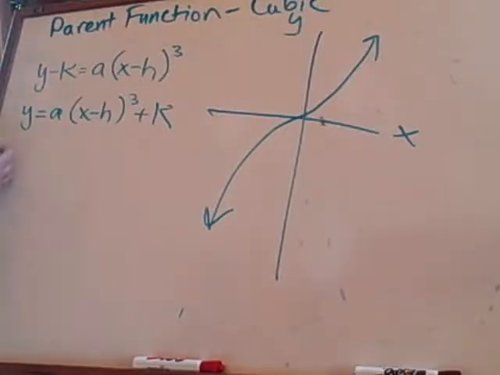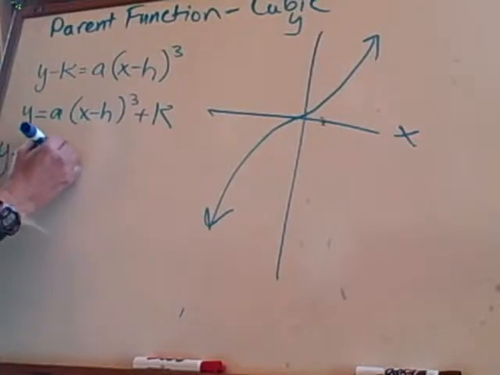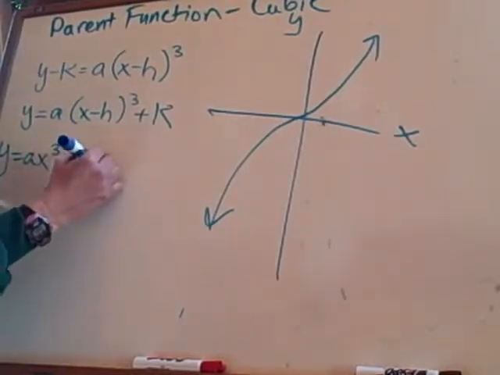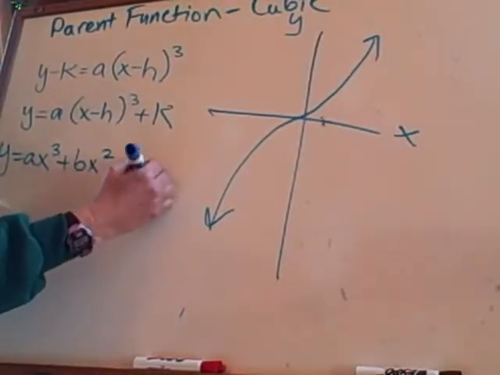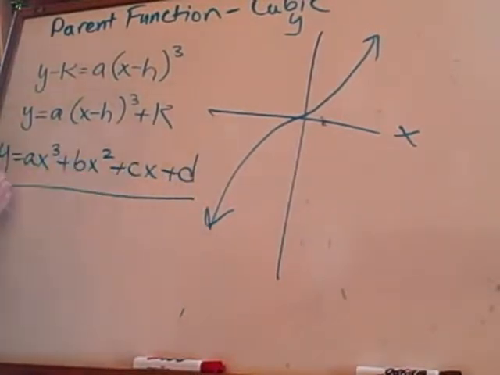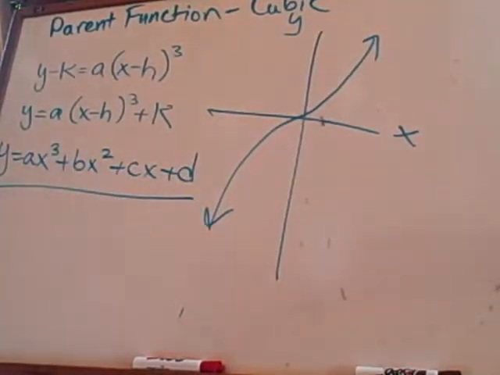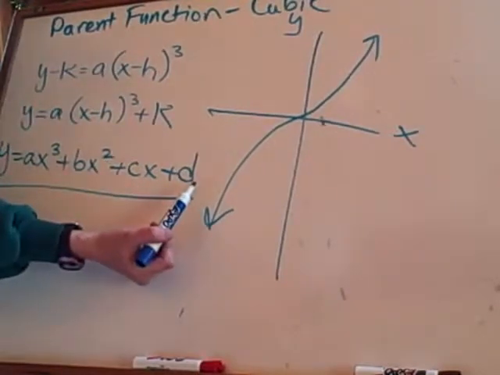Let's see. The other one that you'll see more often would be y equals ax cubed plus bx squared plus cx plus d. Okay. And what they do is a is always considered your leading coefficient. All right. And then they just do it alphabetically. Boom, boom, boom, boom. Okay.